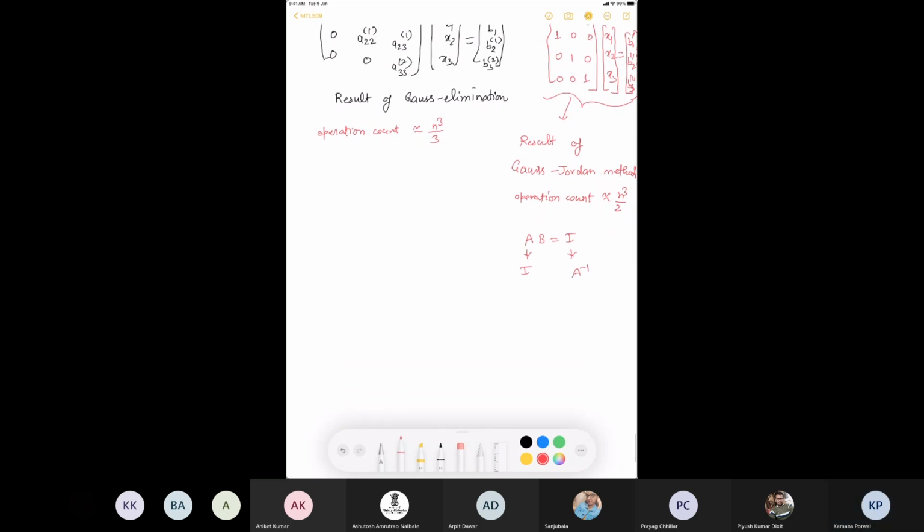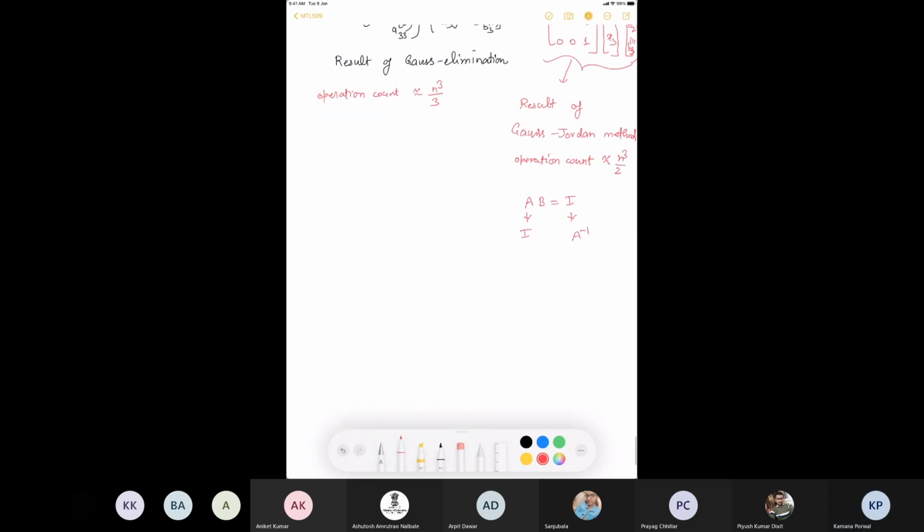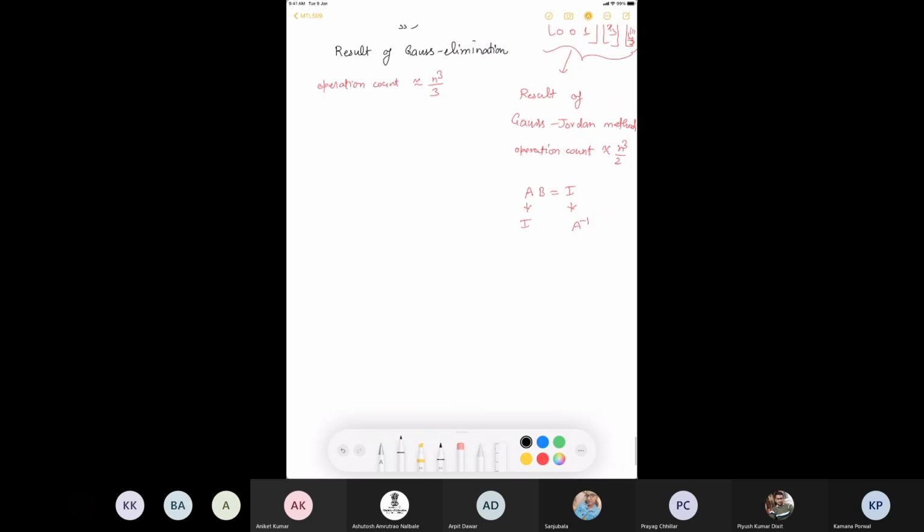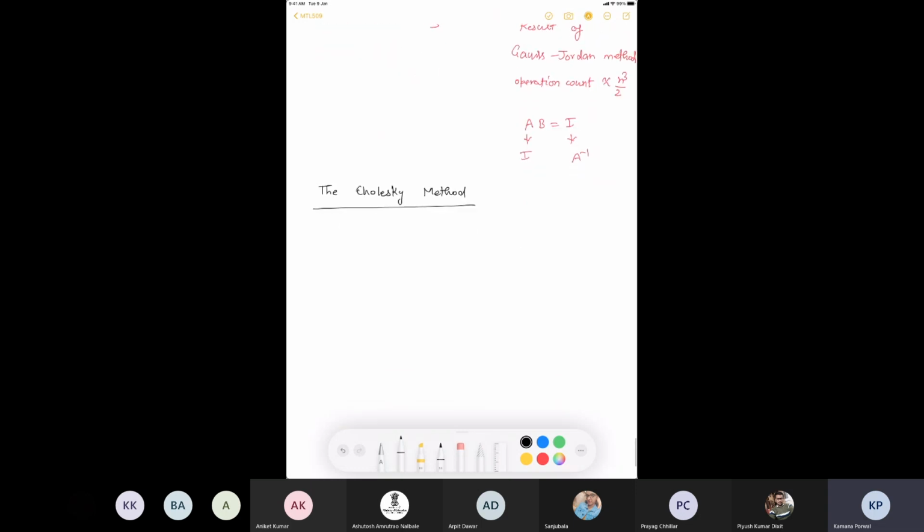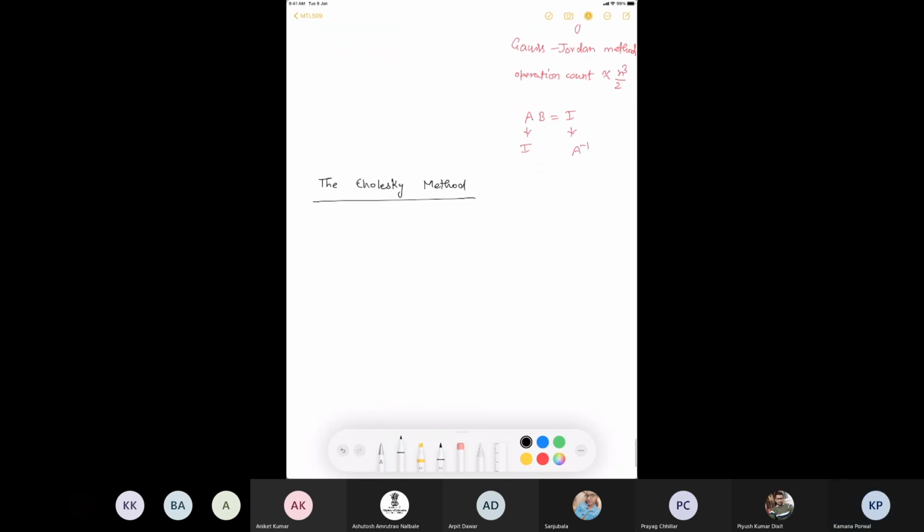Okay, so let's quickly discuss one more method. This is the Cholesky method. This method is a modification of the LU decomposition. Here I'm assuming that the matrix A is symmetric and positive definite.